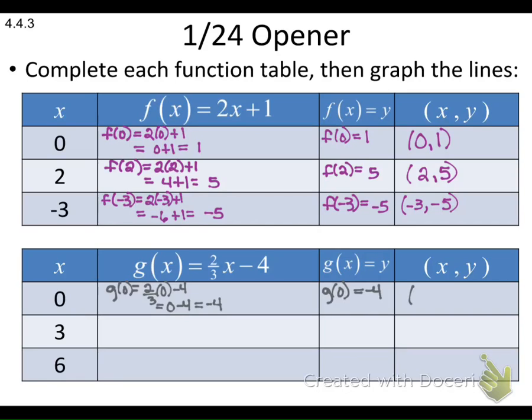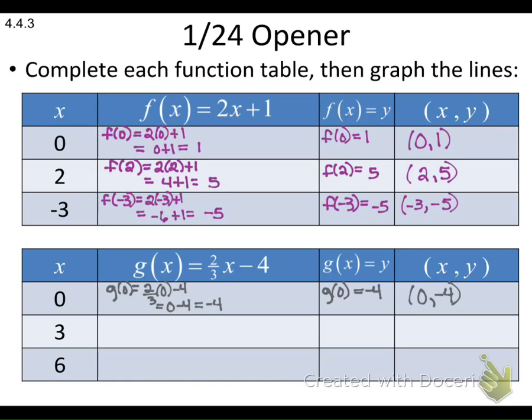Then my ordered pair, my x value was 0. My y value was -4. All right. Next line of the function table. Does anybody want to volunteer to do it? All right, Yancey? Brendan, you got the last one.